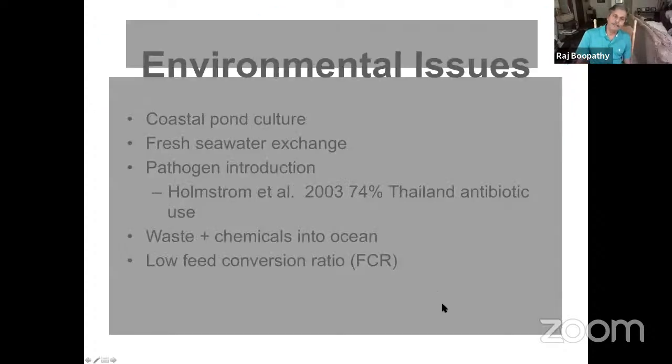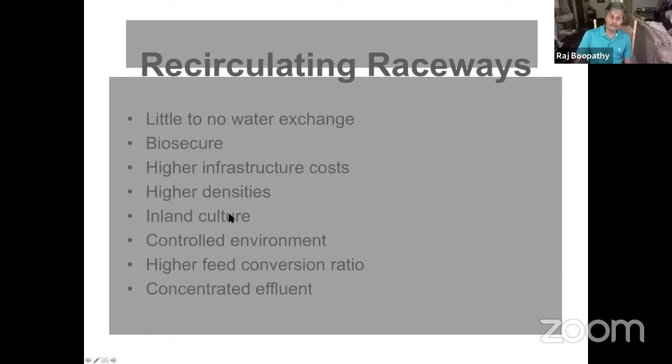Again, regarding the restrictions: in other countries, the pond culture is close to the ocean, so they can easily pump seawater from the ocean into the pond. They don't worry about pathogen introduction into the ocean because of lax environmental regulation. They use antibiotics, which you cannot use in the US. All these waste chemicals go right into the ocean, and they have a low feed conversion ratio. But in the US, we have the restrictions, so we need to make sure that it is biosecure, away from the coast.